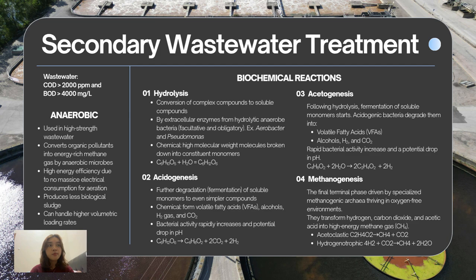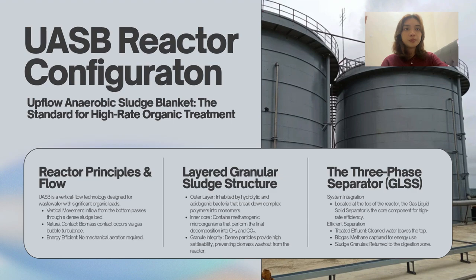The second pathway is hydrogenotrophic methanogenesis. Here, hydrogen reacts with carbon dioxide to produce methane and water. Together, these reactions are responsible for biogas formation. For the reactor configuration, the most suitable reactor for this case is the upflow anaerobic sludge blanket, or UASB, reactor. This reactor is widely used for treating wastewater with high organic content, especially in the food industry.